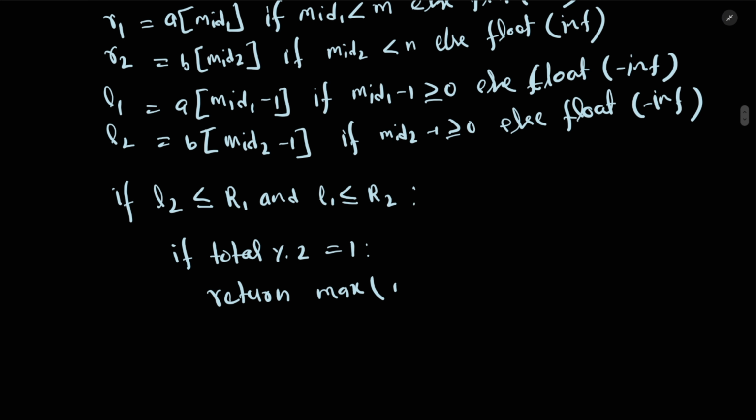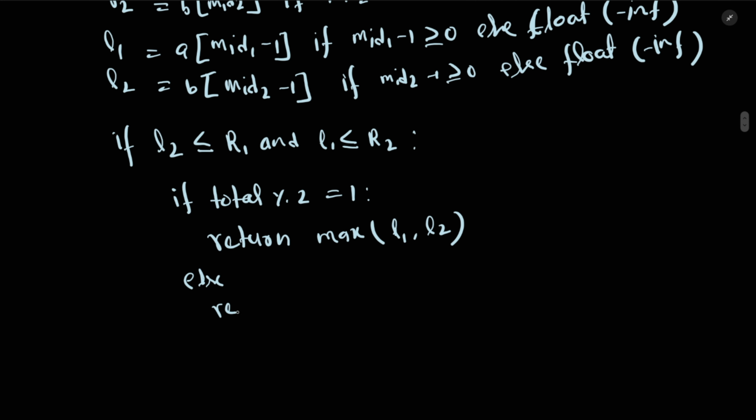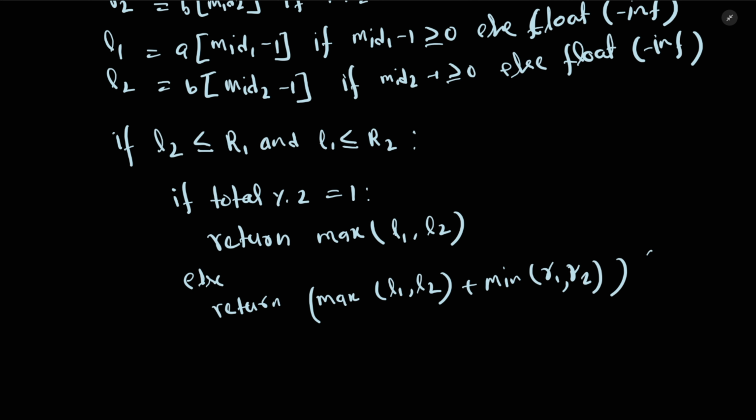So here we can take max of L1 and L2. This will be our answer if this is odd. In case this is not odd, then what we do is take the middle two values, add them, and then divide by 2. So in that case we can take max of L1 and L2 plus min of R1 and R2, and then this will be divided by 2.